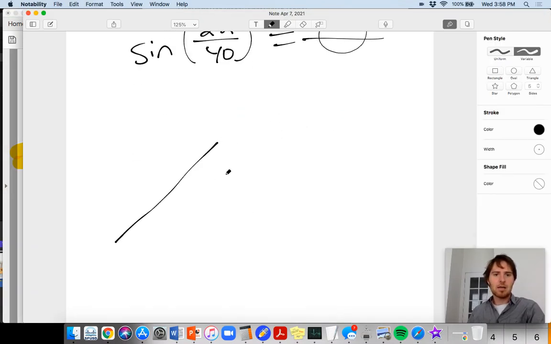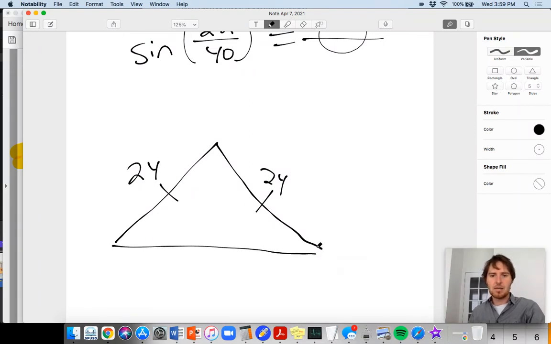Look, an isosceles triangle. Pretend these are the same here. This is 24. This is 24. This is 32. I just know because people ask this here. Right? I don't want you to have to piece this together on your own. Sometimes it's hard to figure something out on your own. This is 32 right here.